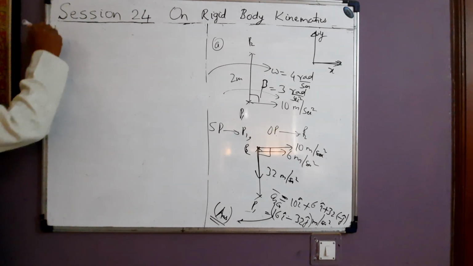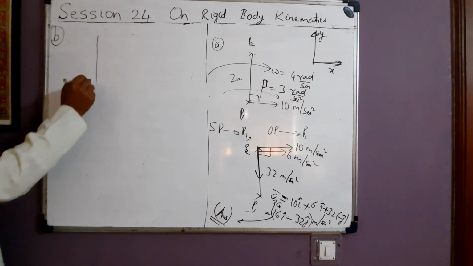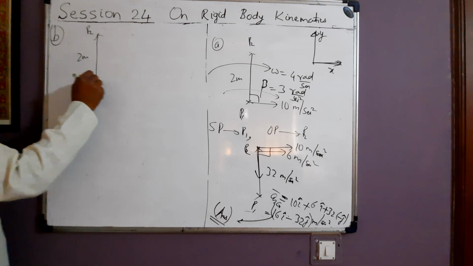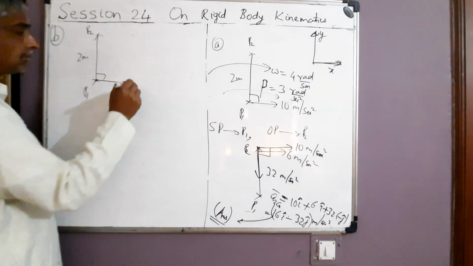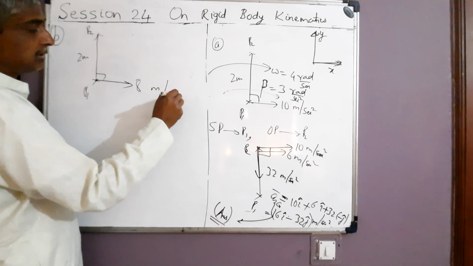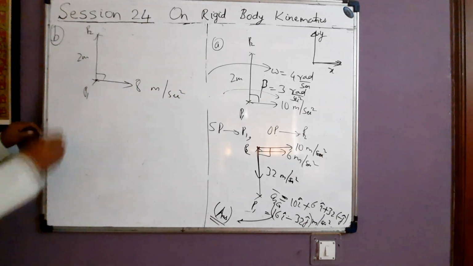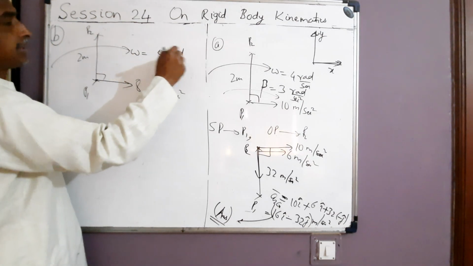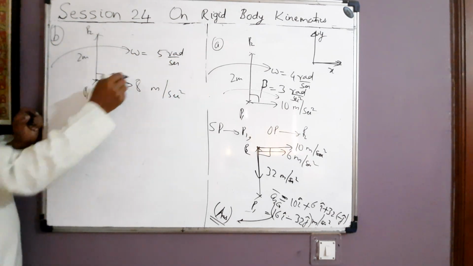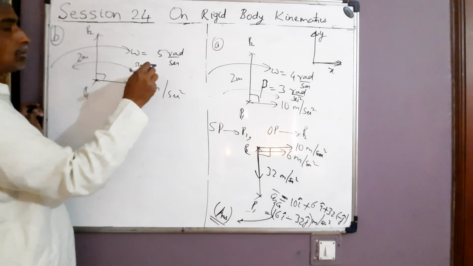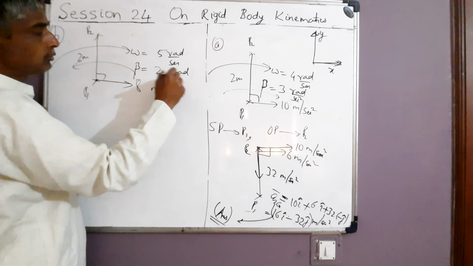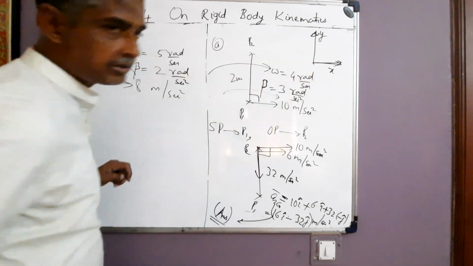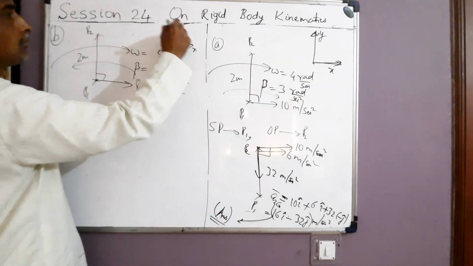So part B of the question is this. This is again a rigid rod P1, P2. Length again 2 meter. Acceleration of P1 is rightward 8 meter per second square with respect to ground. Omega is clockwise, 5 radian per second with respect to ground. Angular acceleration is anti-clockwise with respect to ground, 2 radian per second square. The coordinate system is the same as in part A. I'll draw the coordinate system here also.